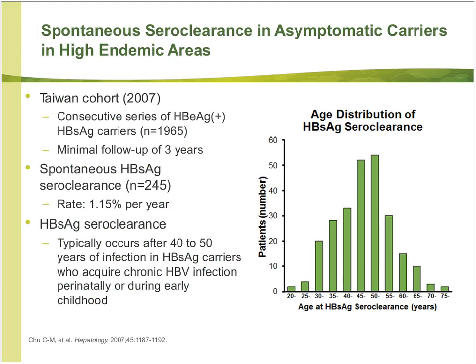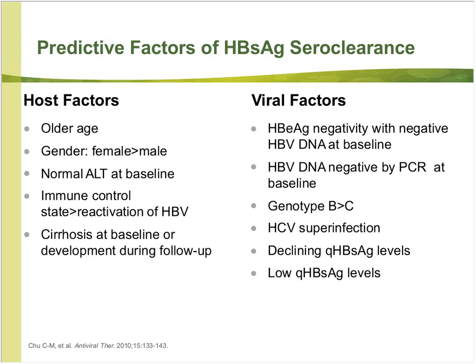Spontaneous seroclearance in asymptomatic carriers in highly endemic areas. When does that S clearance usually take place? Here we have a peak between age 40 and age 55. If you're younger than that, we don't see much S clearance. If you're older than that and haven't cleared S, you probably won't clear S. So there is an age distribution of S clearance. Predictive factors of S clearance, again, we're going to highlight the quantitative S antigen. Declining or low levels of S antigen are part of that predictive matrix, that grid that you're going to put together for your patients.